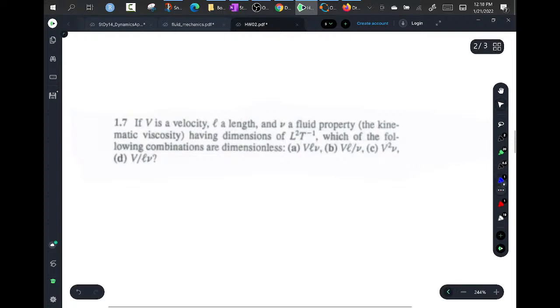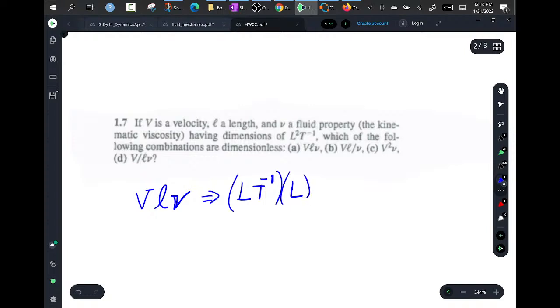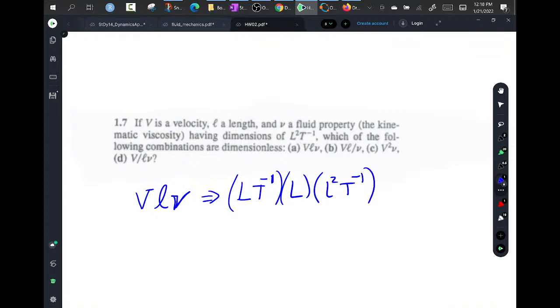And I'll say to myself, okay, what is non-dimensional? How about V times L times this weird viscosity symbol? Well, what do I get? Units. Feet per second times the length, because that's what that is, times length squared T to the minus 1. All you're doing is summing your subscripts. I immediately see a problem. The answer is no, that's dimensional.